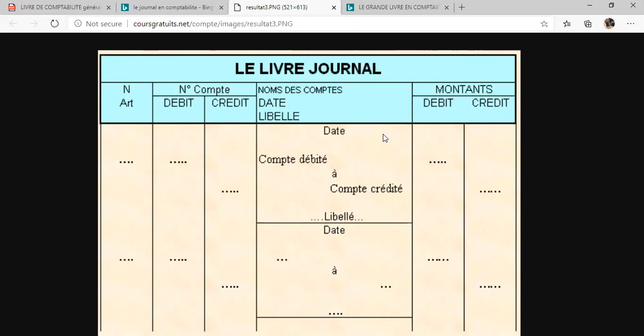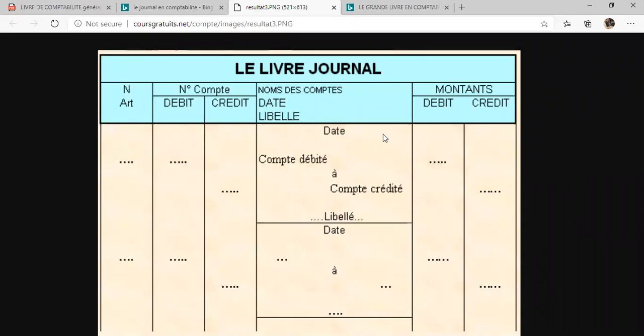And lastly, the last part of the definition is enregistré de façon chronologique. So, registered in chronological order. Each transaction has a corresponding date to it. We have transactions running from the 1st to the 30th or the 31st of each month. In the journal, we record those transactions by order of their date. Whatever happened on the 1st must be recorded, then we move on to the 2nd, the 3rd, and so on. That's it with the definition.